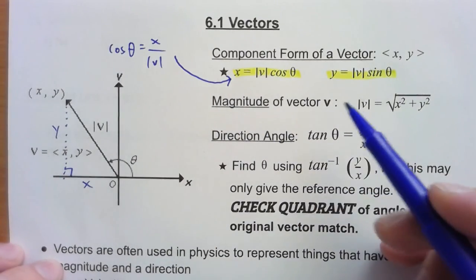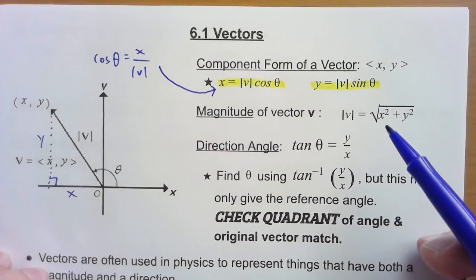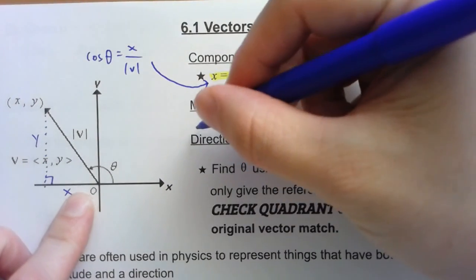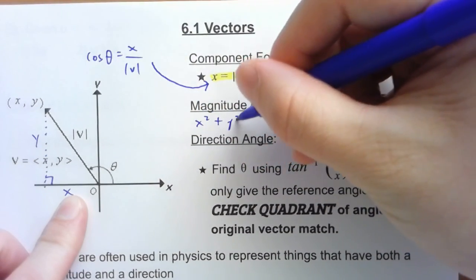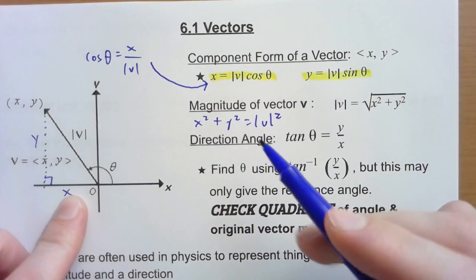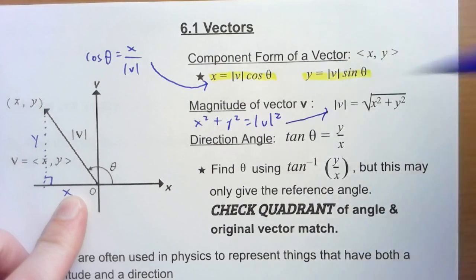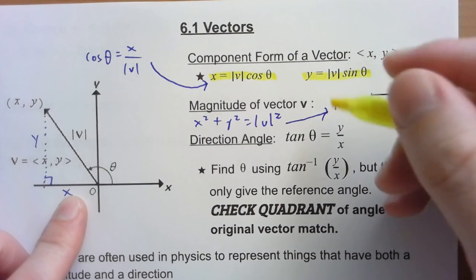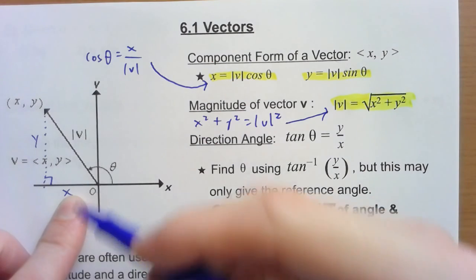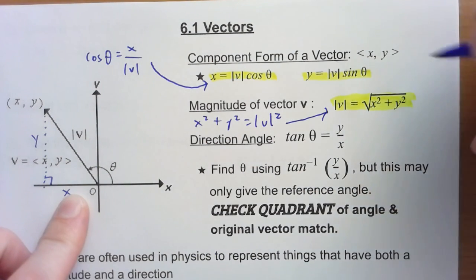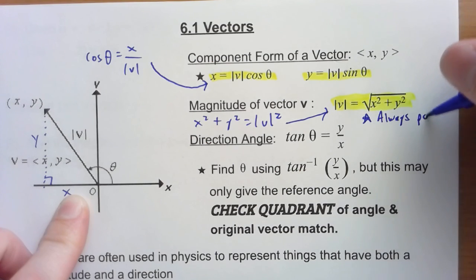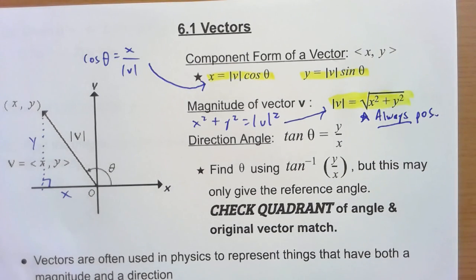Okay? And so then the magnitude, this just comes from the Pythagorean theorem. If we did the Pythagorean theorem right here, we would have x squared plus y squared equals the magnitude squared. Then all we did is square root both sides, and that gives us this equation. So that's your third really important equation here. One thing to notice here, just like before, we always call the hypotenuse positive. So magnitude is always positive. Your magnitude is always going to be positive.